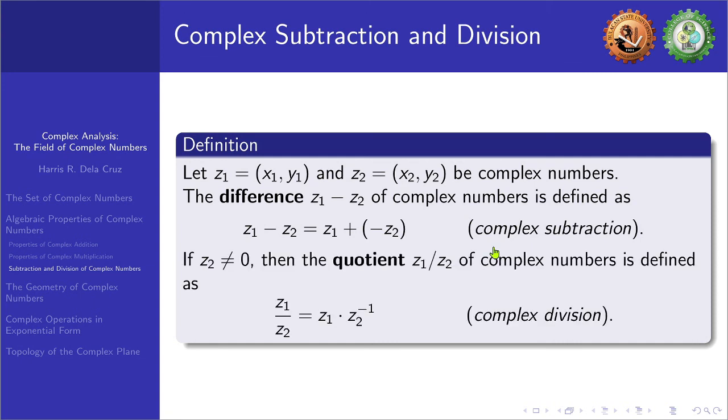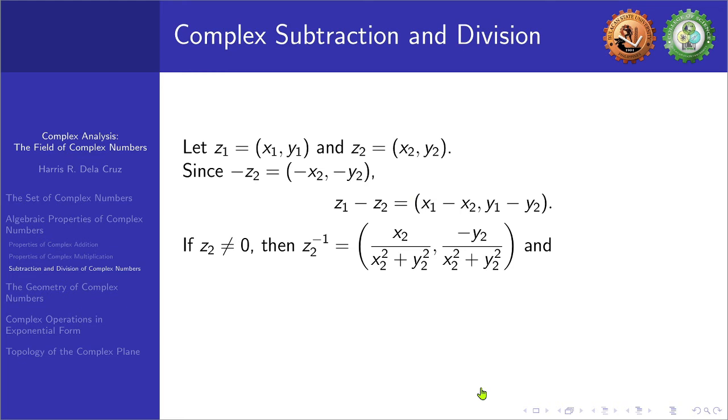On the other hand, if C2 is not 0, then the quotient C1 over C2 of complex numbers is defined as C1 times the multiplicative inverse of C2. Very much like the definition of subtraction, we first get the inverse of the second number and then we proceed with the operation, multiplication. So that's C1 times the multiplicative inverse of C2.